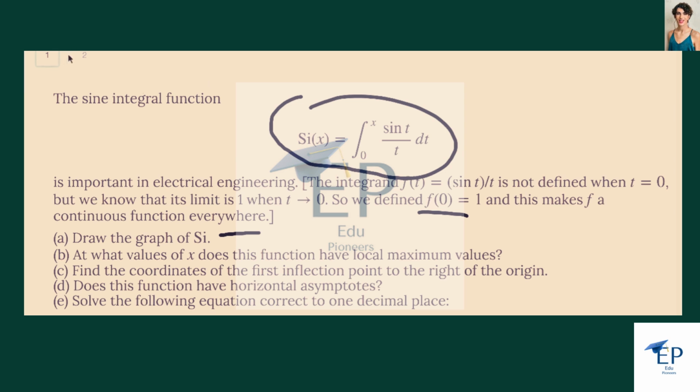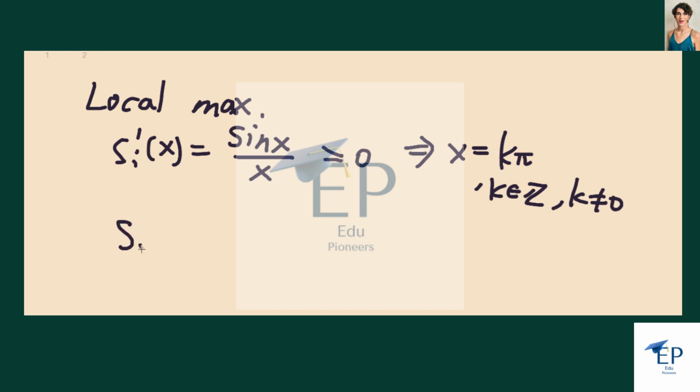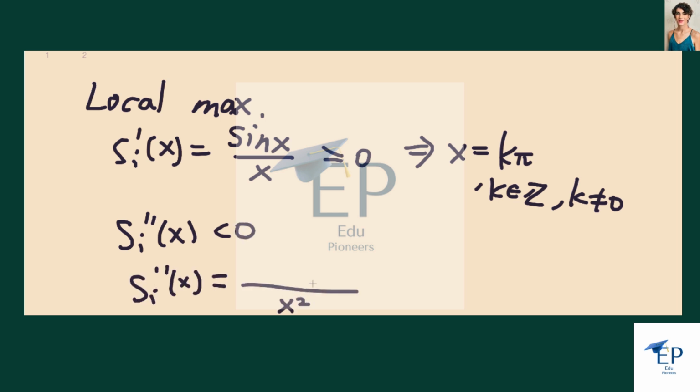And we also want the local maximum, so we also want to check the second derivative is negative. So let's compute a formula for the second derivative, which by the quotient rule gives us this. We also need this to be negative.